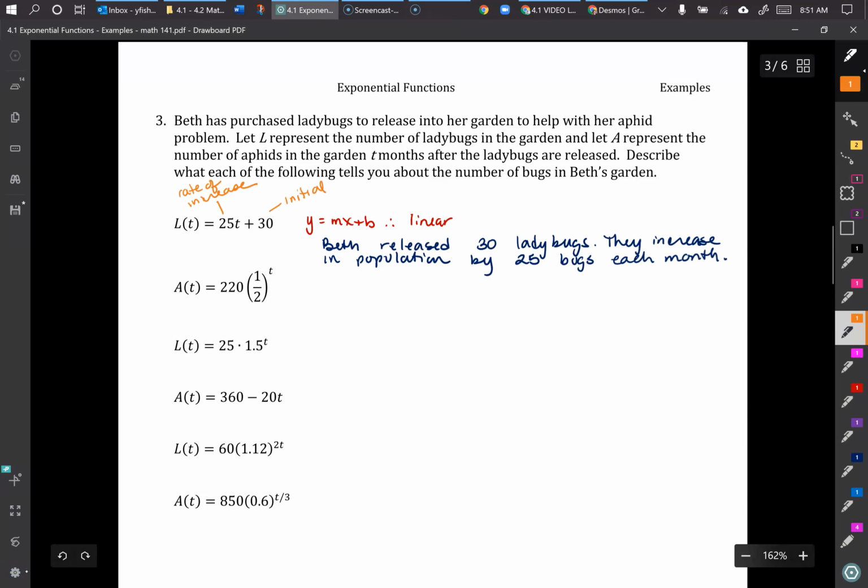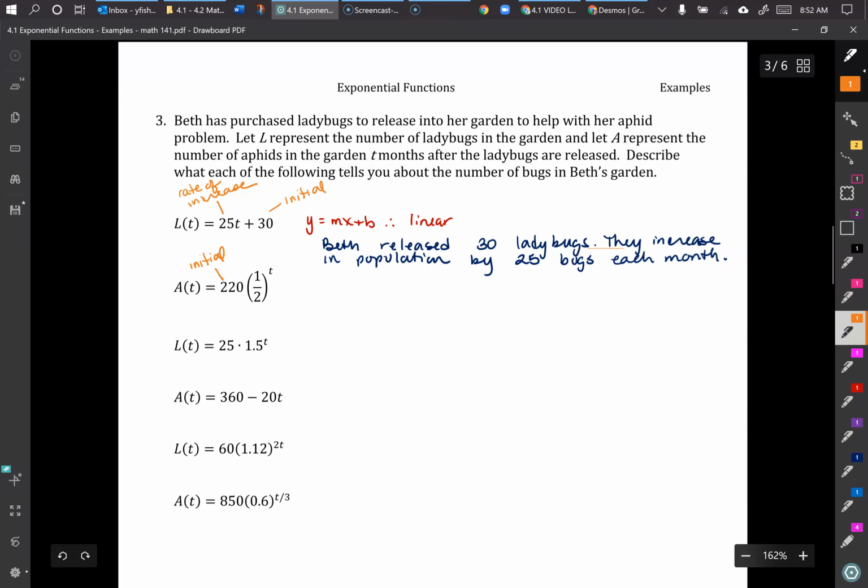So here's how I would write that out in words. Beth released 30 ladybugs. They increase in population by 25 bugs each month. Now looking at the next one, you can tell by the format too. I have an exponent that is a variable up there, so exponential. I have a coefficient and I have a base to an exponent. So this would be my initial value here.